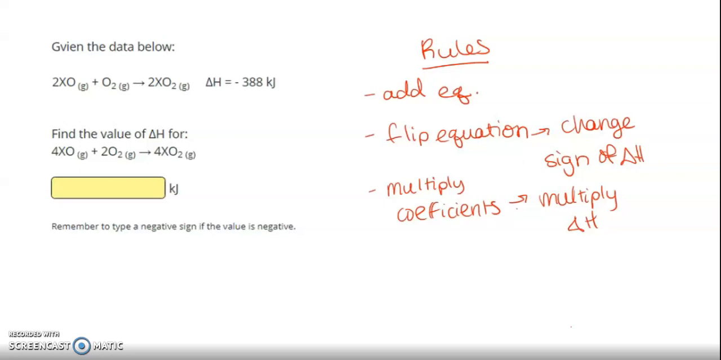So I'm going to multiply the coefficients in my given equation by the same number. I'm going to multiply all of those coefficients by 2. That's going to give me 4XO plus 2O2 yields 4XO2, excuse me. And that is the equation I want, so I'm good. Now I just need to multiply delta H by that same number.